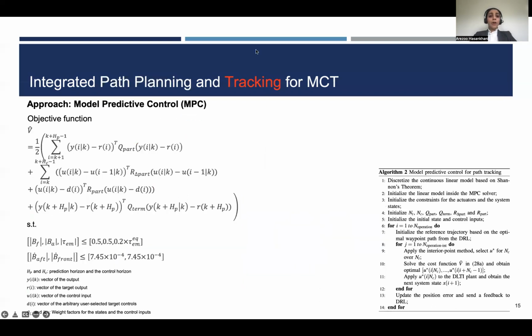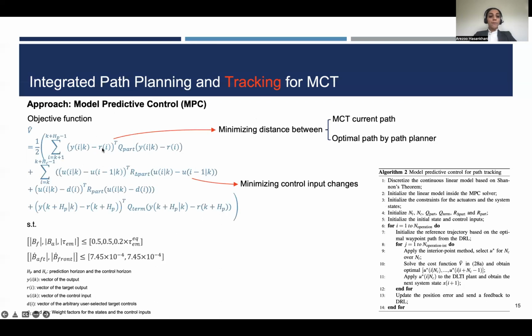Okay, then I want to discuss the path tracking problem for the MCT system. This problem is formulated based on model predictive control. The objective function is defined to minimize the distance between the MCT current path and the optimal path, which is commanded by the path planner. Then we have the second term, which is related to minimizing the control input changes. So with minimum changes in the actuators or control input, we want to follow the optimal path.